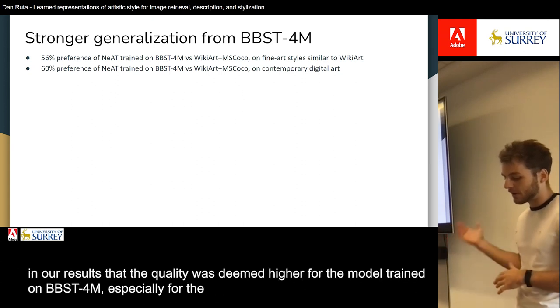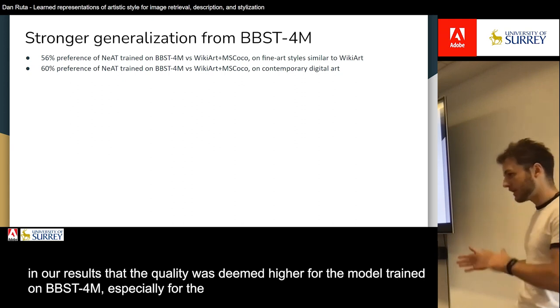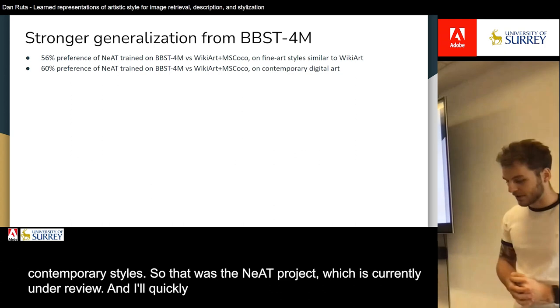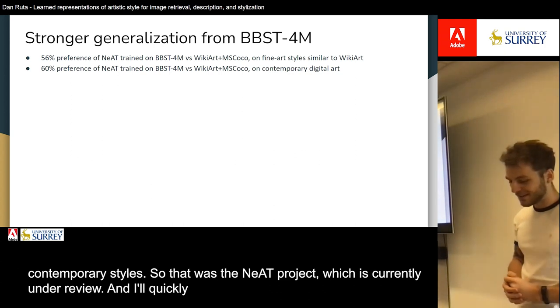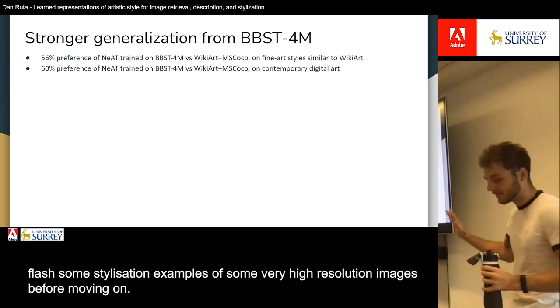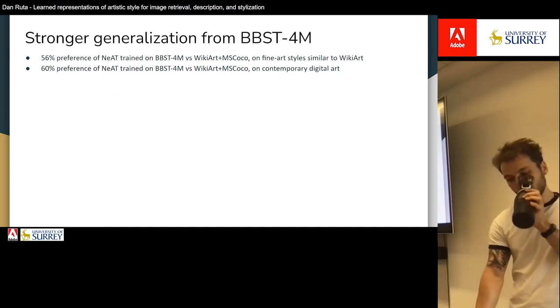And we did find as well that the quality was deemed higher for the model trained on BBSD4M, especially for the contemporary styles. So that was the NEAT project, which is currently in review. And I'll quickly flash some stylization examples of some very high resolution images before moving on.